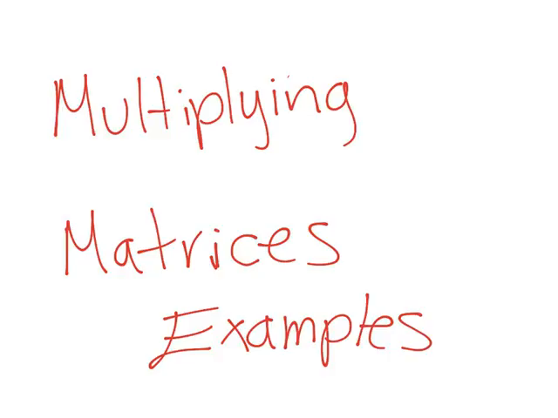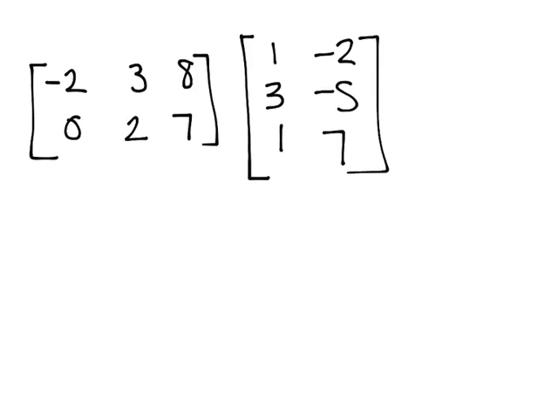Hello, so in the previous two videos you learned how to multiply matrices, and now we will see some examples and work through them. So our first example, we have these two matrices. The dimension of the first one is 2 by 3, so 2 rows, 3 columns. The dimension of the second one is 3 rows and 2 columns.